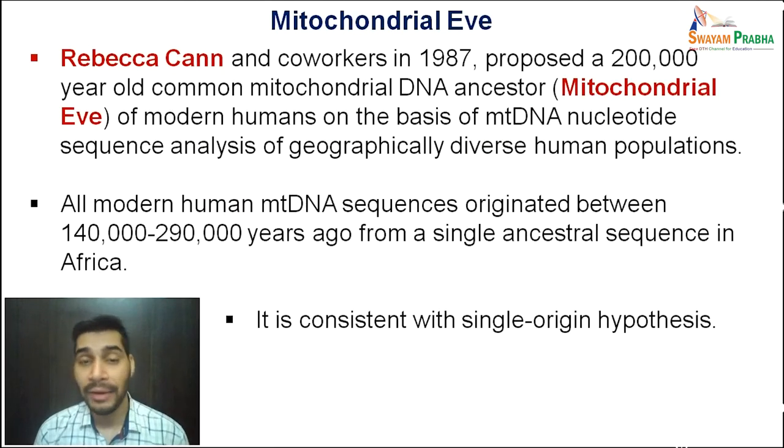So, Rebecca Cann and co-workers in the year 1987 proposed a 2 lakh year old common mitochondrial DNA ancestor of modern humans, which they named mitochondrial Eve, on the basis of mitochondrial DNA nucleotide sequence analysis of geographically diverse human populations. A few things you need to focus upon here are that they took a large sample, from geographically diverse human populations, and they found that it belonged to a common mitochondrial DNA ancestor. And since we are talking about mitochondrial DNA, we are talking particularly of the female origin, and that is why the name mitochondrial Eve has been given.